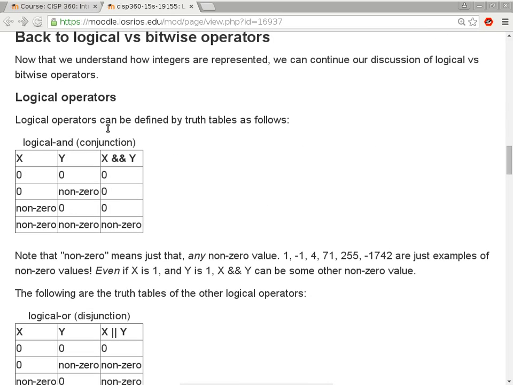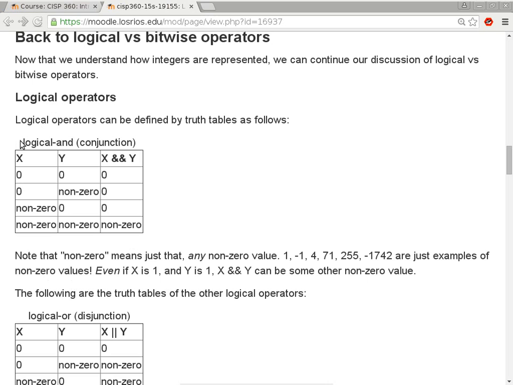So now we'll go back and talk about what is logical versus bitwise operator. And we'll start with something that you should be familiar with already, except how it is represented, or the syntax of this may look a little bit foreign. But other than that, the concept should not be foreign to you.